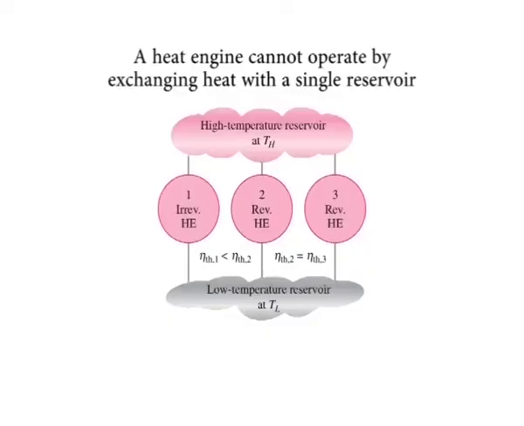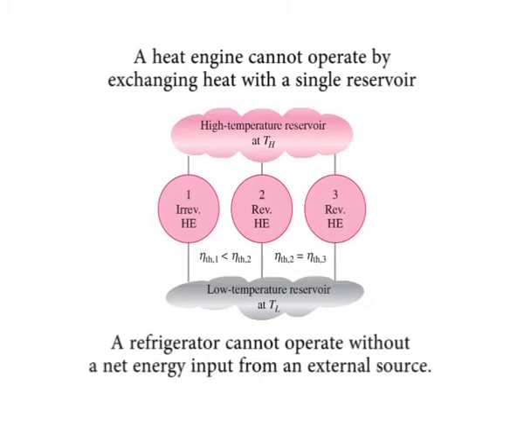The second law of thermodynamics puts limits on the operation of cyclic devices as expressed by the Kelvin-Planck and Clausius statements. A heat engine cannot operate by exchanging heat with a single reservoir, and a refrigerator cannot operate without a net energy input from an external source. We can draw valuable conclusions from these statements.